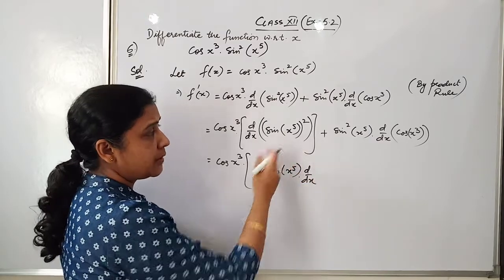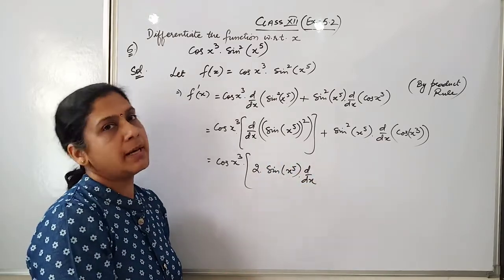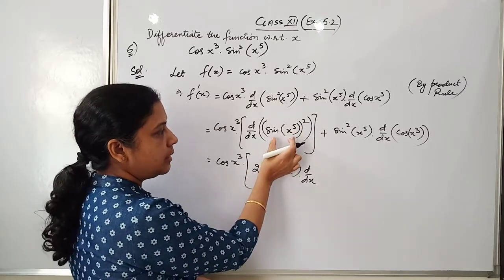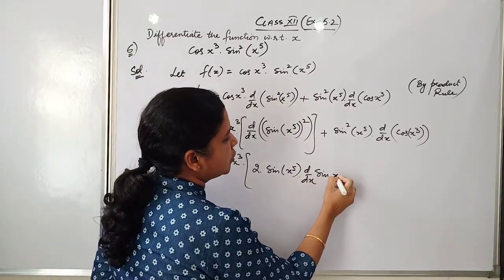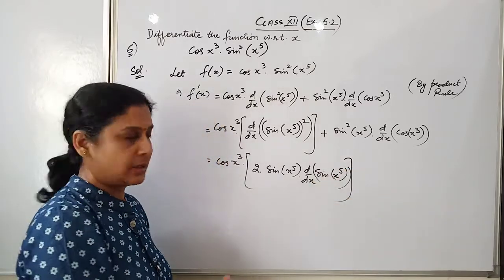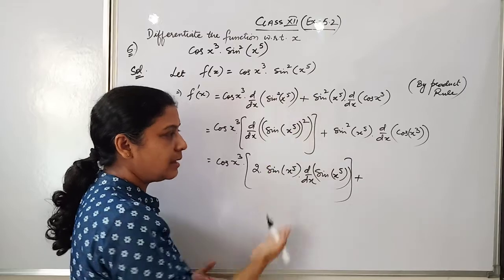Since it's a composite function, you have to open the layers one by one by chain rule. Square came in front, one power reduced, into derivative of inner function sine x raised to power 5, is still left. That we'll be doing in the next step because we are doing the detailed steps.